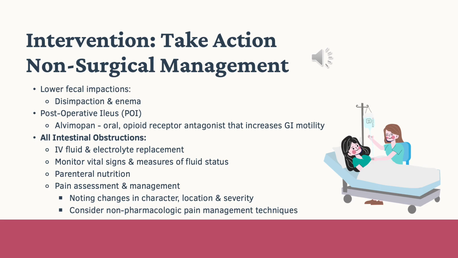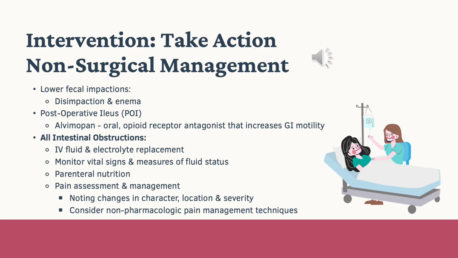All right, going over a few more non-surgical management interventions. For our lower fecal impactions, as I mentioned on the last slide, the obstruction is usually resolved through manual disimpaction and enema administration. This just helps to remove the blockage and restore normal bowel function. In the case of a post-op ileus or POI, a specific medication called alvimopan can be administered. This is an oral peripherally acting mu-opioid receptor antagonist that works by increasing GI motility. It's typically prescribed short term, and it can significantly reduce the duration of an ileus.